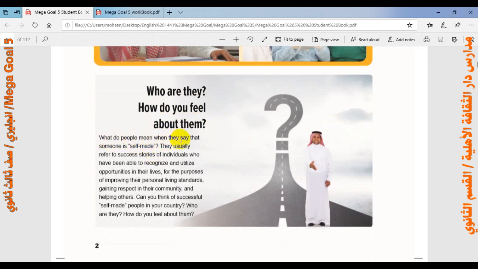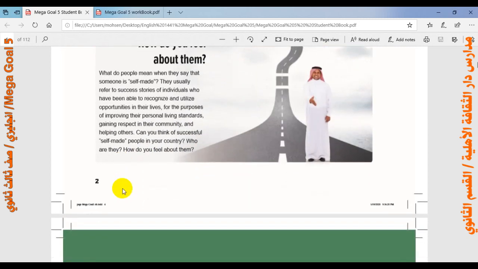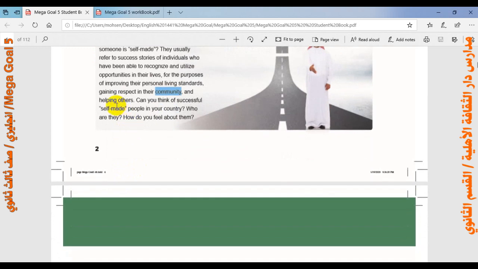What do people mean when they say that someone is self-made? They usually refer to success stories of individuals who have been able to recognize and utilize opportunities in their lives for the purposes of improving their personal living standards, gaining respect in their community, and helping others.